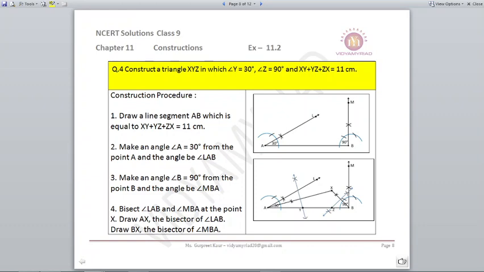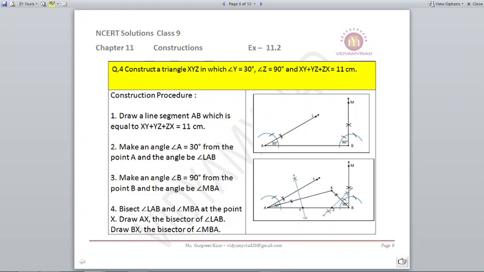So first of all we will draw a straight line AB whose measurement will be 11 centimeters. Don't worry, at the last we will get XYZ only as a triangle. First draw AB as your straight line which is 11 centimeters and take angle A as 30 degrees and angle B as 90 degrees, because in the question it is given that Y is 30, Z is 90.